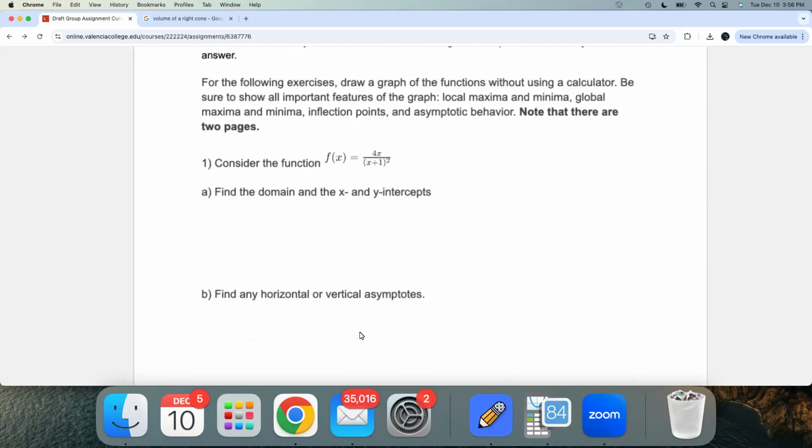You should know how to find horizontal and vertical asymptotes. Vertical asymptotes happen at places where the function's not defined. Horizontal asymptotes happen when we take the limit as x goes to infinity and negative infinity.